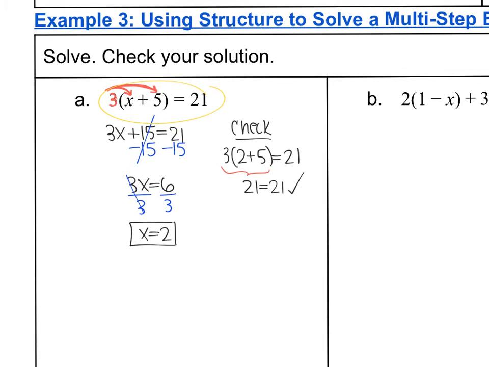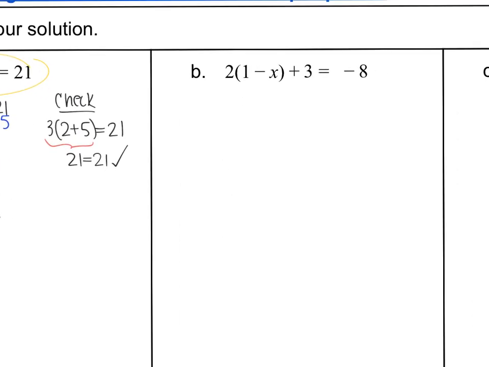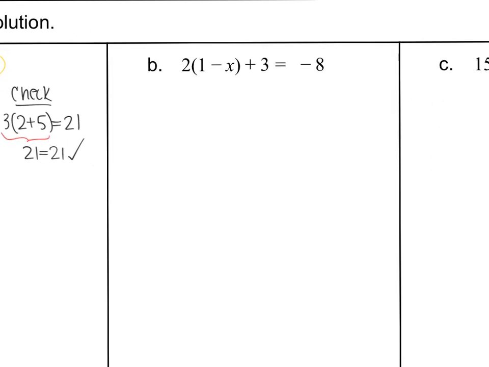We've got 2 more, and then we're going to try a couple word problems here. So let's take a look at the next one. Again, I have some parentheses, so the best way to deal with that is going to be to distribute. Now be careful here. I distribute the 2 to the 1 and the 2 to the negative x, I don't distribute the 2 to the 3 because it's not in parentheses. So the 3 will stay the same.